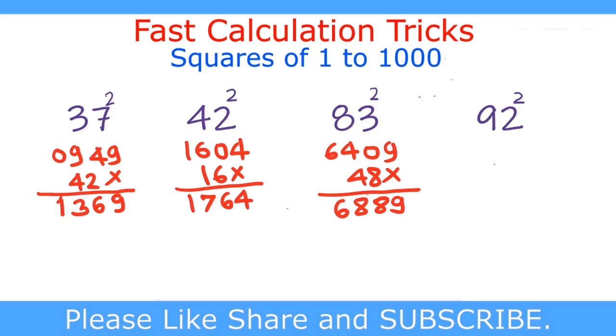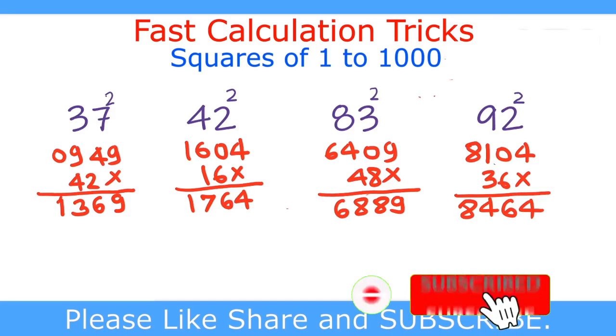Square of 92. Square of 9 is 81. We write 81. Then the square of 2 is 4. We write 04. And then we multiply 9 by 2, which is 18. And 18 times 2 is 36. After leaving the ones place, we write 36. Now on adding, we get 4. Then 6, then 3 plus 1 is 4, then 8 as it is, and the square of 92 is 8464.